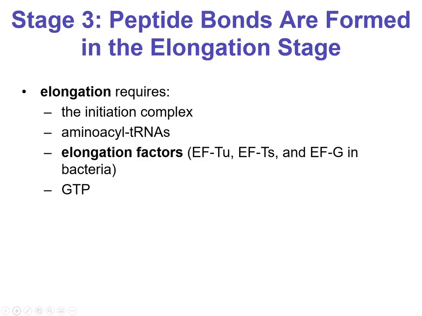So now that we've got our initiation complexes formed, we can go ahead with elongation. We're going to go back to our bacterial example and talk about what's required there, and then we'll bring it to eukaryotes. Elongation requires the initiation complex that we just made, all those aminoacyl tRNAs that we made in the pre-steps to get ready. And we need elongation factors, which in bacteria are EF-Tu, EF-Ts, and EF-G. The EF stands for elongation factor. We also need a ton of GTP.